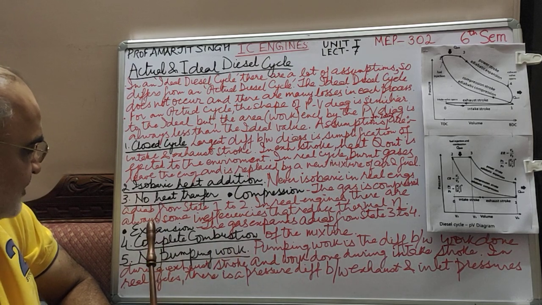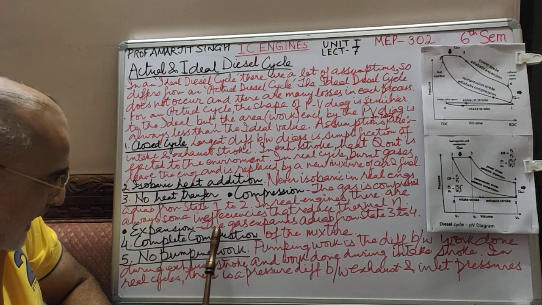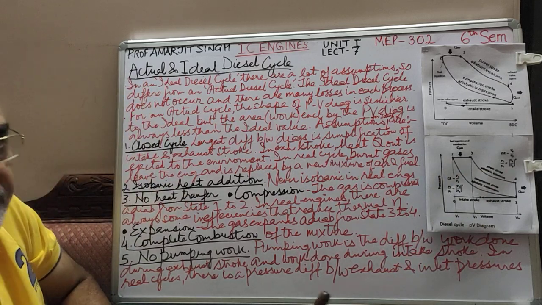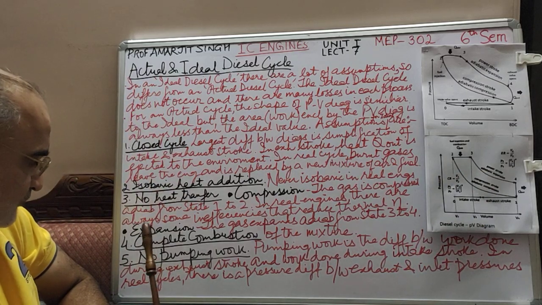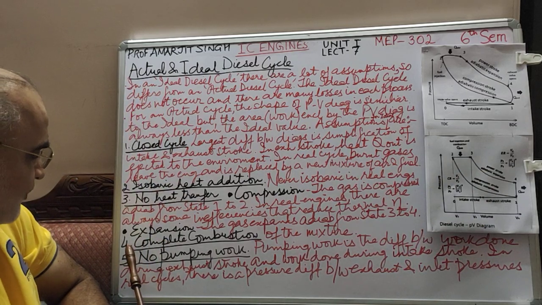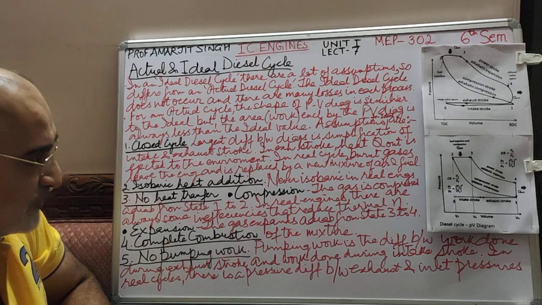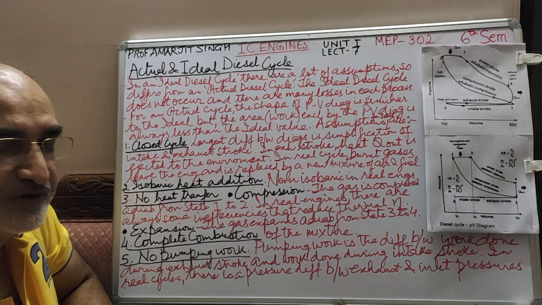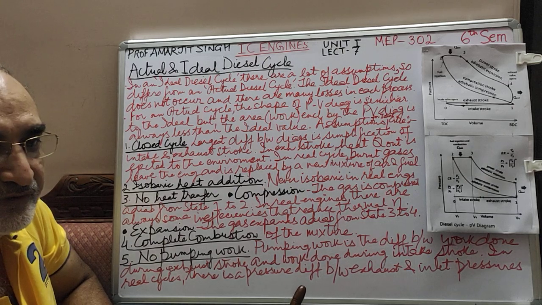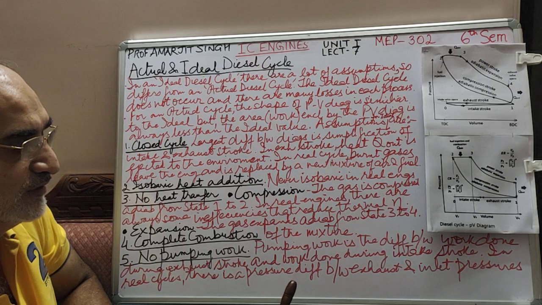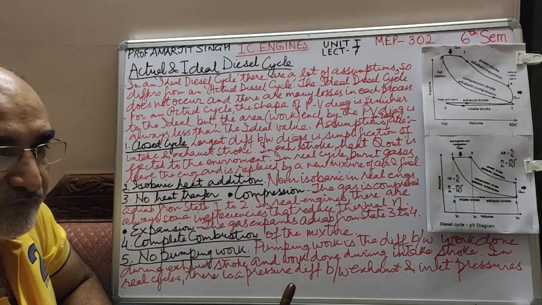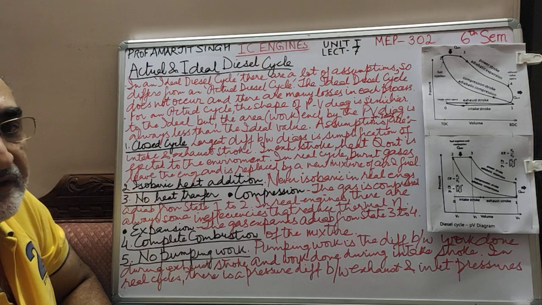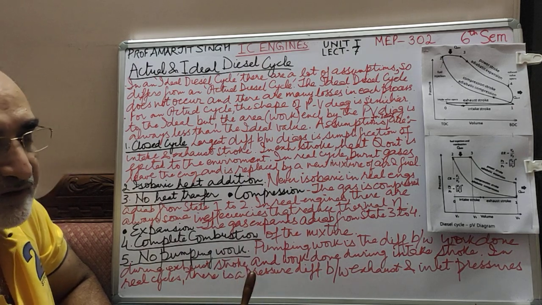Expansion, no heat transfer. Even in expansion, the gas expands adiabatically from state 3 to 4, which is never the case for a real cycle. Number 4, complete combustion of the mixture. It is assumed that whatever air-fuel mixture is put into the cylinder, it completely burns, which is not so. Some fuel mixture always is retained in the cylinder when the fresh charge is put in.